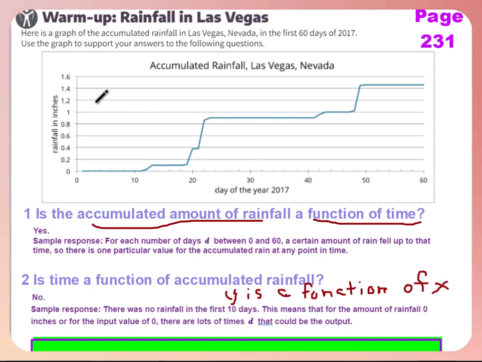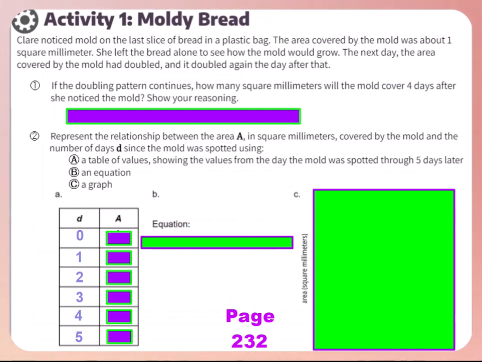All right, so rainfall is a function of days of the year. Let's turn to page 232 and complete the activity, moldy bread. Claire noticed mold on the last slice of bread in a plastic bag. The area covered by the mold was about 1 square millimeter. She left the bread alone to see how the mold would grow. The next day, the area covered by the mold had doubled, and it had doubled again by the day after that.